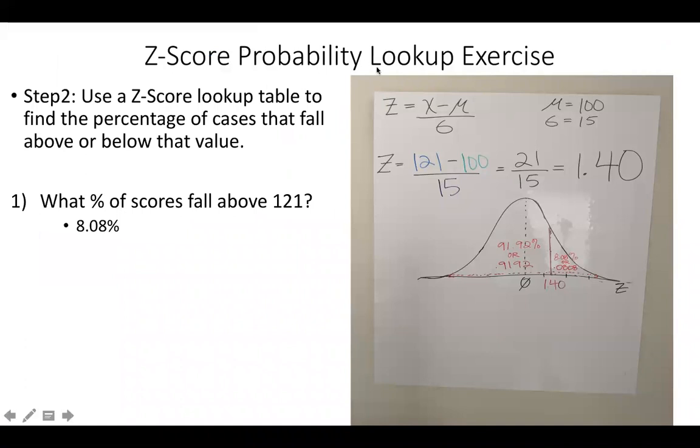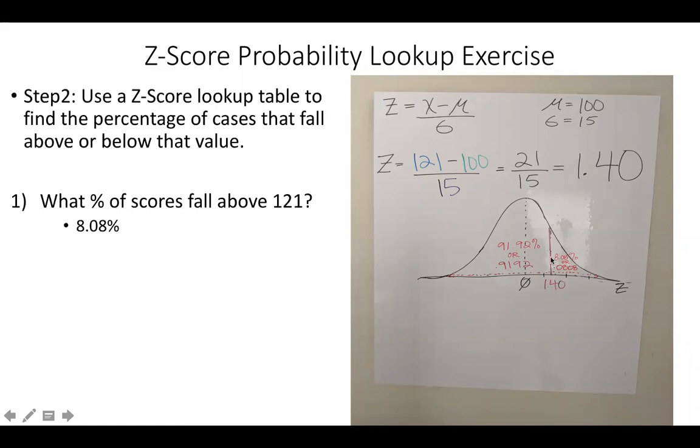If I go back to my slides here, what you can see that I've calculated on my whiteboard here is I have my value of 1.40 for Z, and I've drawn a line here on my standard normal distribution. To the left, this is 0.9192, or 91.92% of all observed cases. So that's the percentage that falls below a score of 121.